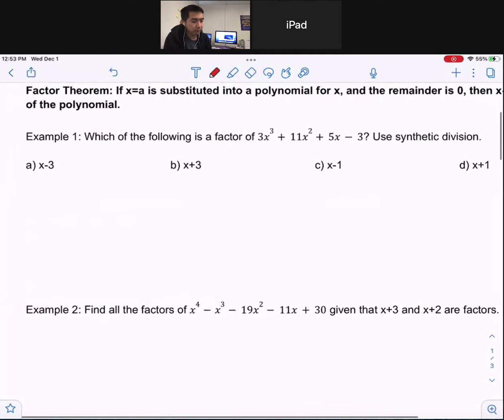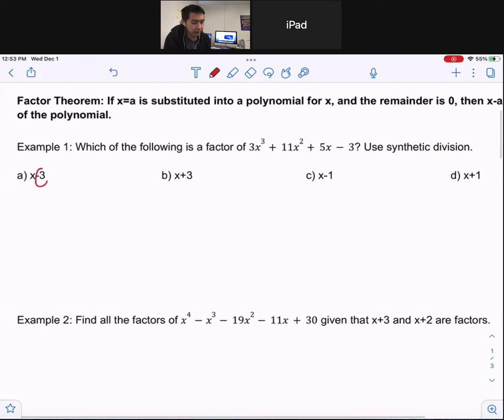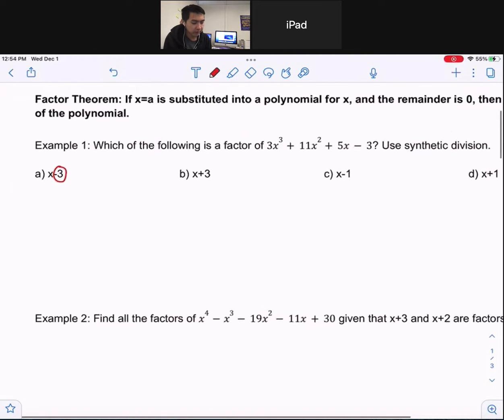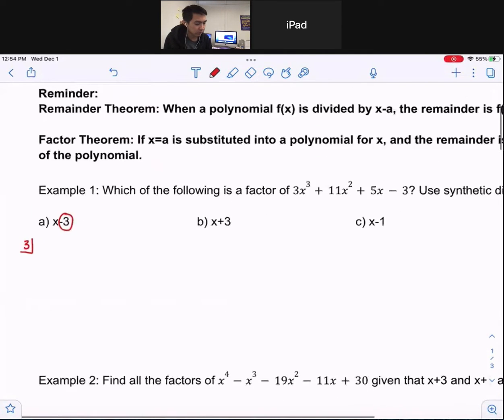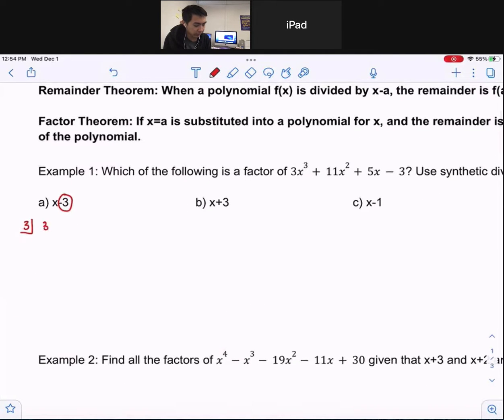So we can find the remainders, you guys, by either plugging in the opposite of this into here or by using synthetic division. So the opposite of -3, you guys, is +3. Let's write down the coefficients: 3, 11, 5, and -3. And let's use synthetic division to see if this polynomial is actually a factor.